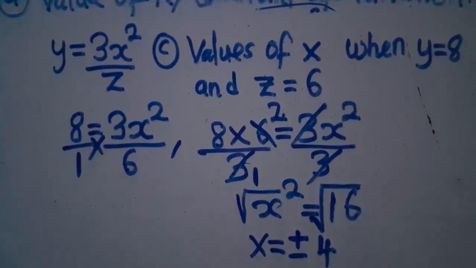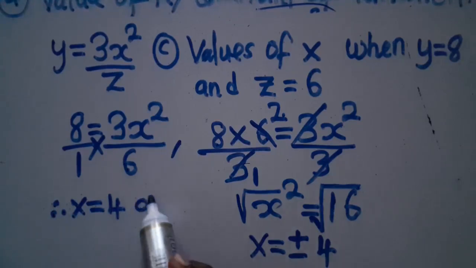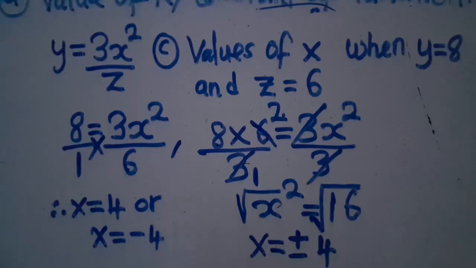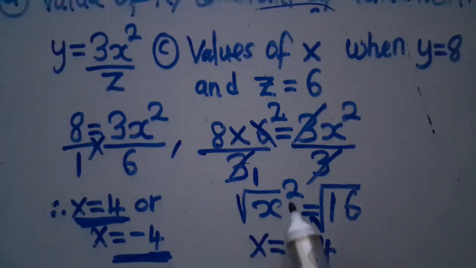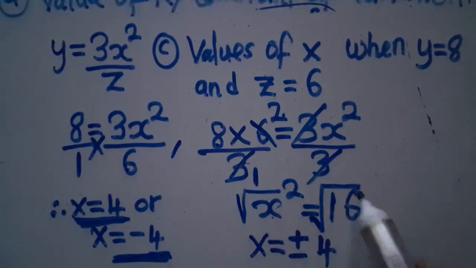Each time you find the square root of a number, you get 2 answers. Which means you say, therefore, x is equal to 4, or x is equal to negative 4. These are the answers, the positive one and the negative one. So you need to indicate all the answers. You are not just supposed to say x is equal to 4 because you found the square root of 16.